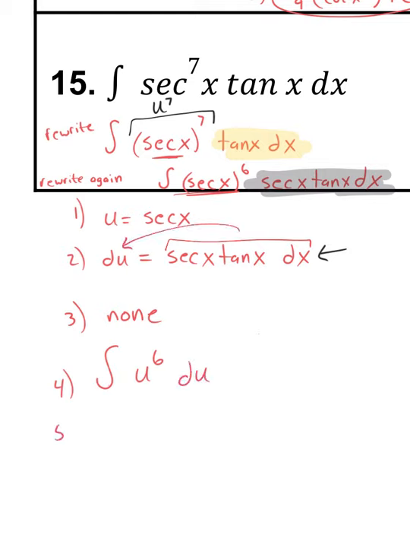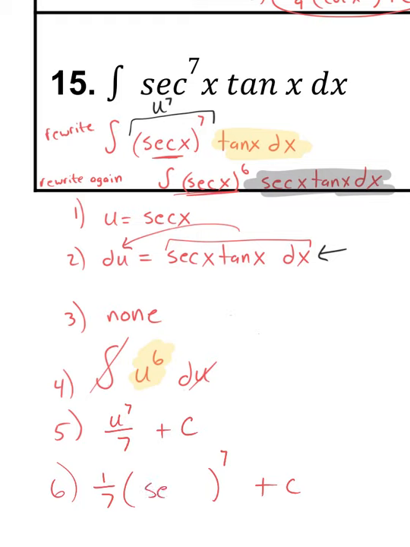All right, now I finally take my antiderivative. The integral notation drops out. I have to use the power rule here, and that becomes u to the 7th over 7. And then finally, I pull out my coefficient, 1/7, and I plug in u, 1/7 secant of x to the 7th plus c.